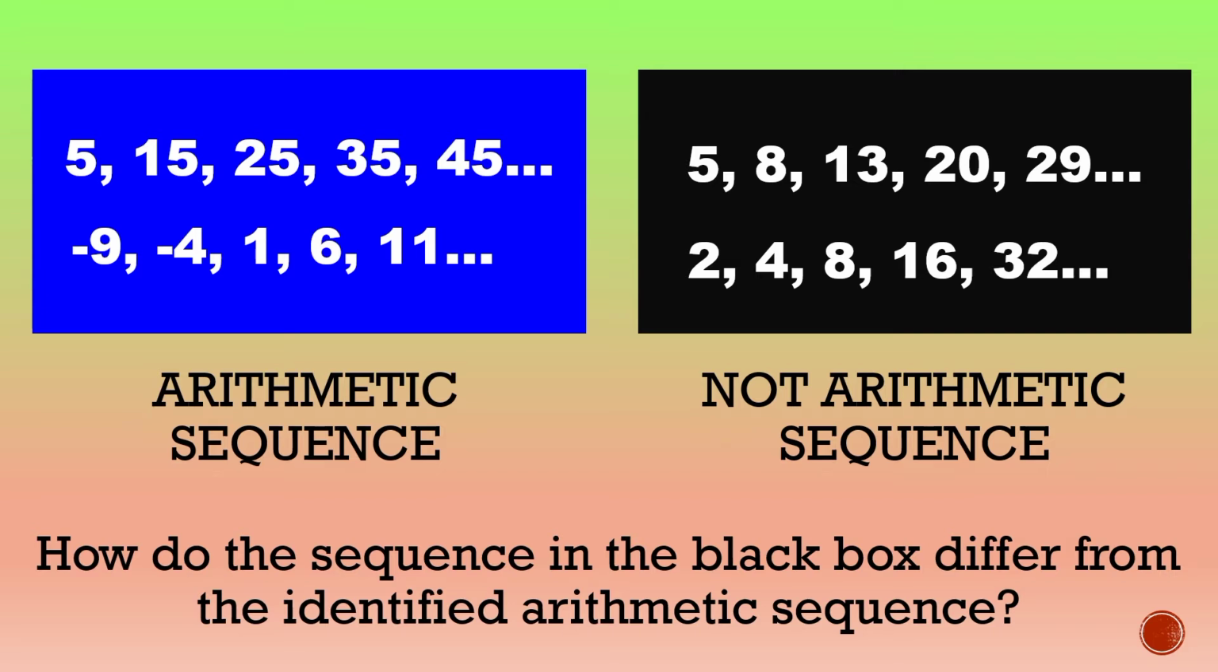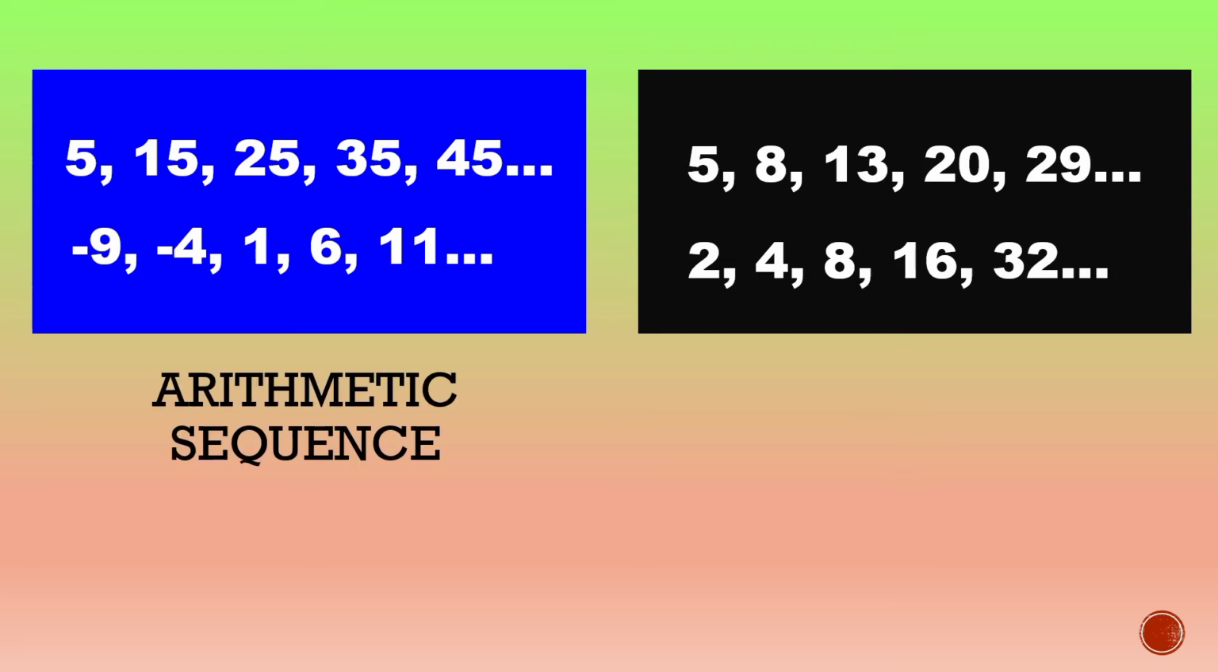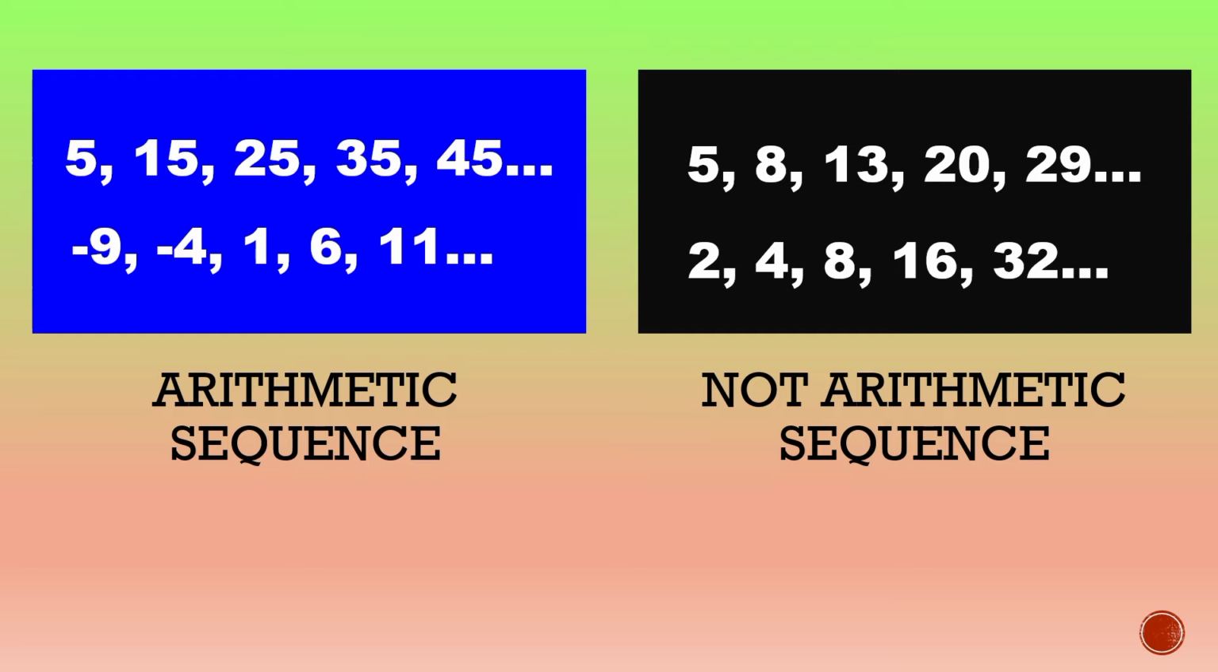Balikan natin yung posible naging sagot nyo kanina sa mga unang slides natin. The sequences inside the black box shows that the difference or yung pagitan ng bawat number natin ay magkakaiba. While yung nasa arithmetic sequence or yung nasa blue box natin ay pare-pareho yung pagitan ng bawat number sa isang sequence. Tandaan, yung nasa blue box natin ay example ng arithmetic sequence. While yung mga sequence natin na nasa loob ng black box ay halimbawa ng mga not arithmetic sequence.